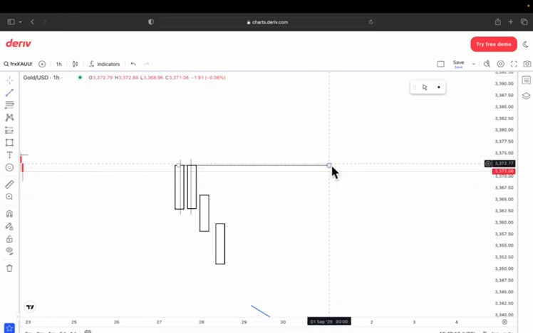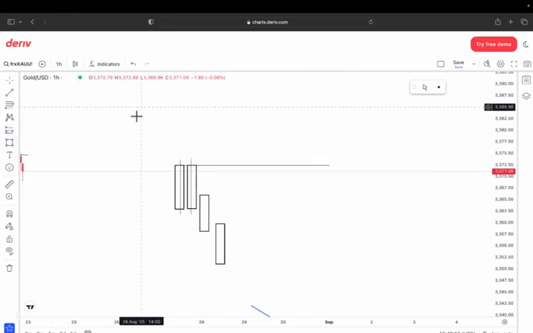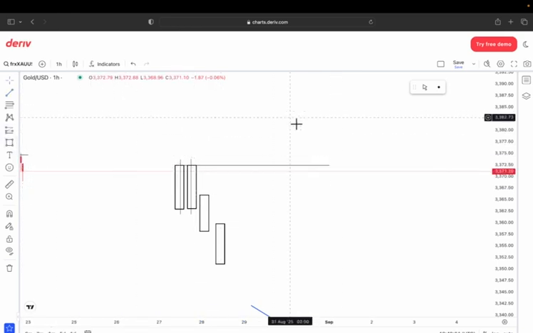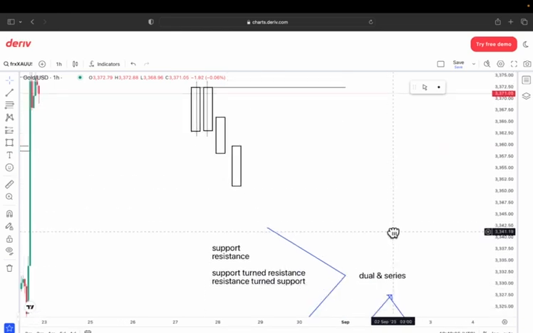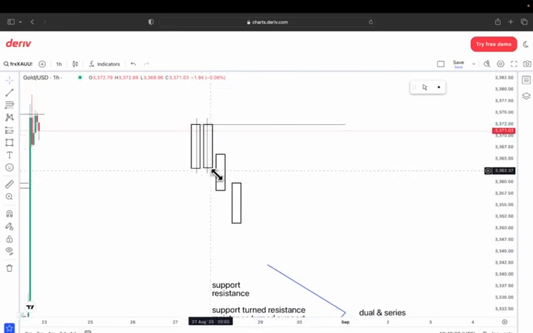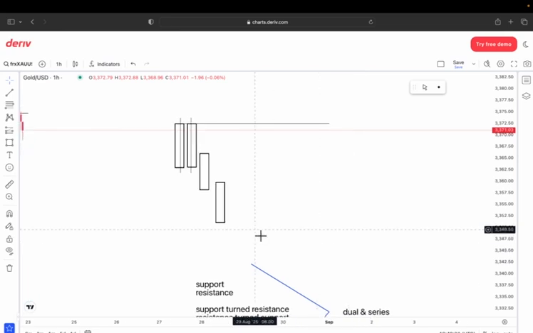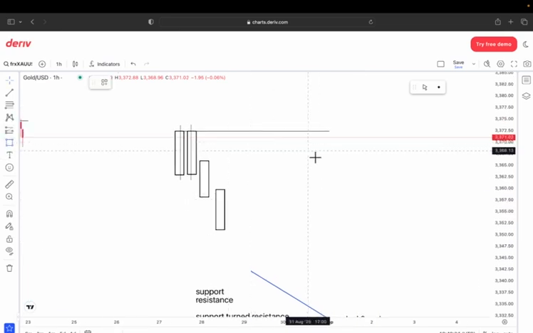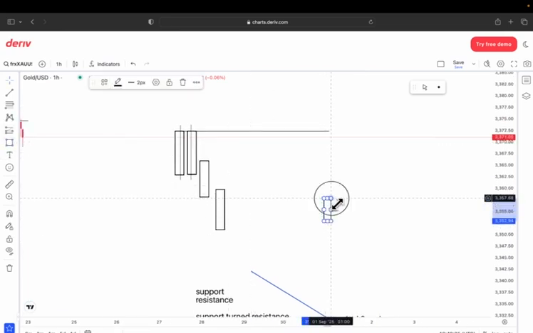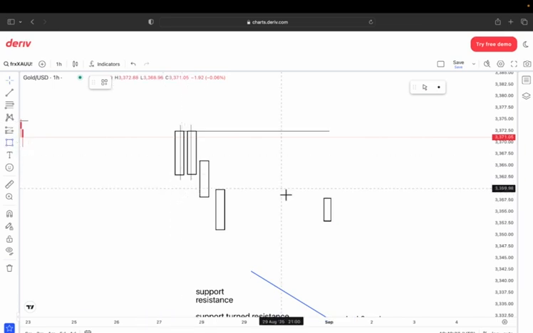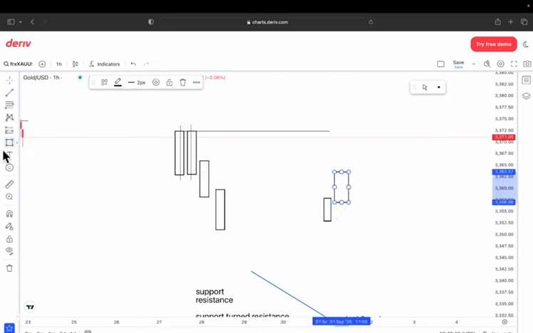This is our entry, this is our support, the SL above. This is for dual. I'm just talking about the dual where it just involves 2 candles like this. Then for series of these supports, we have when it has to do with numerous candles, a lot of candles.